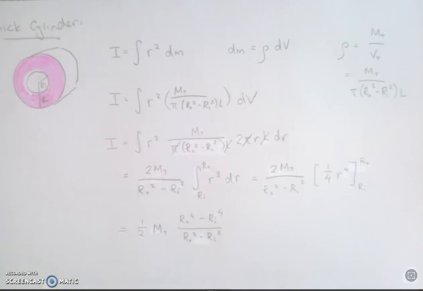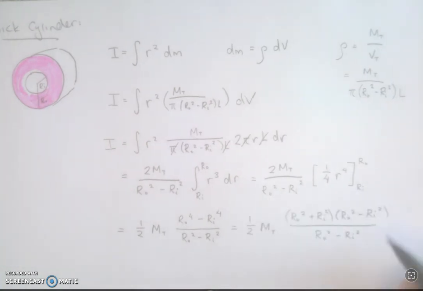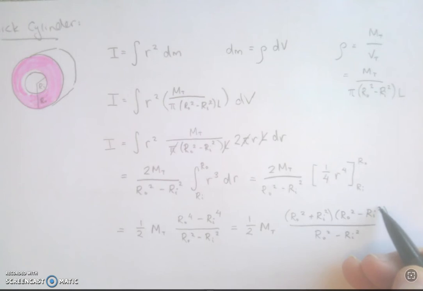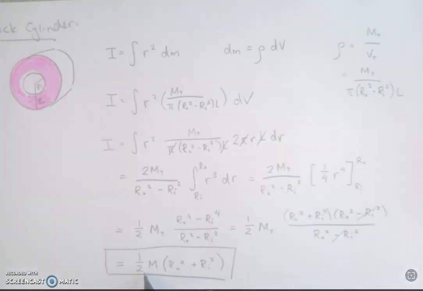Need a hand up? Factor. Factor that numerator and simplify. When you've got 1/2 M r squared, you know you'll be good. Pause. Press play to check your work. Look. Difference of two squares. Bam. Bam. Final answer? 1/2 M times outer radius squared plus inner radius squared.